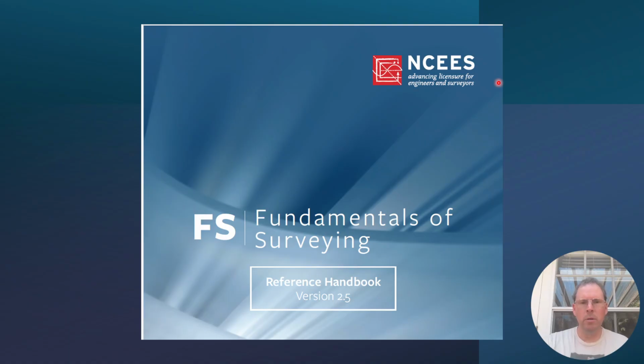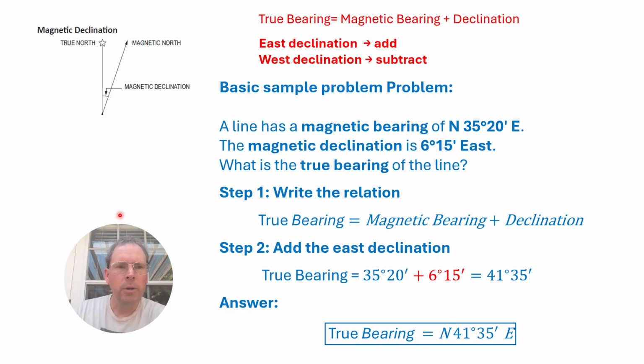Okay, and we'll take another look at the next set of equations that we got. Oh yes, they put in there the magnetic declination in your list of equations, and I just want to explain how to use this real quick. Basically, a true bearing is going to be equal to the magnetic bearing plus a declination. And you got to remember, if you have an east declination, you add it. If it's a west declination, you subtract it.